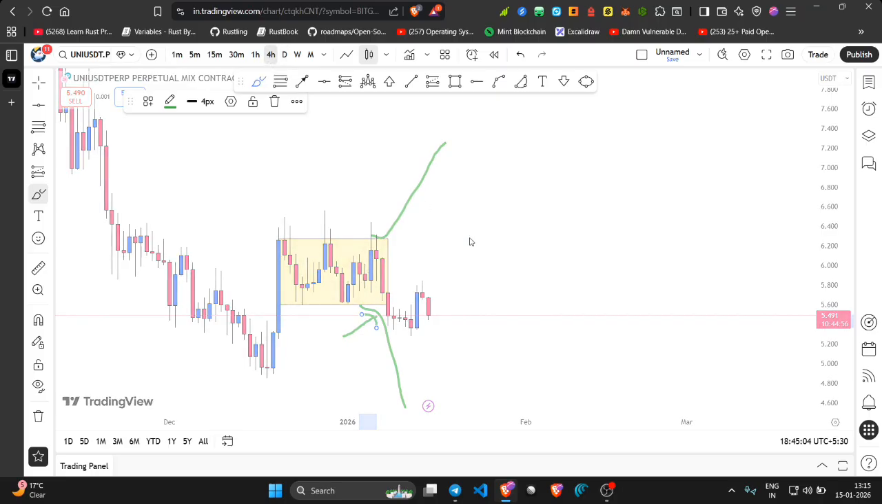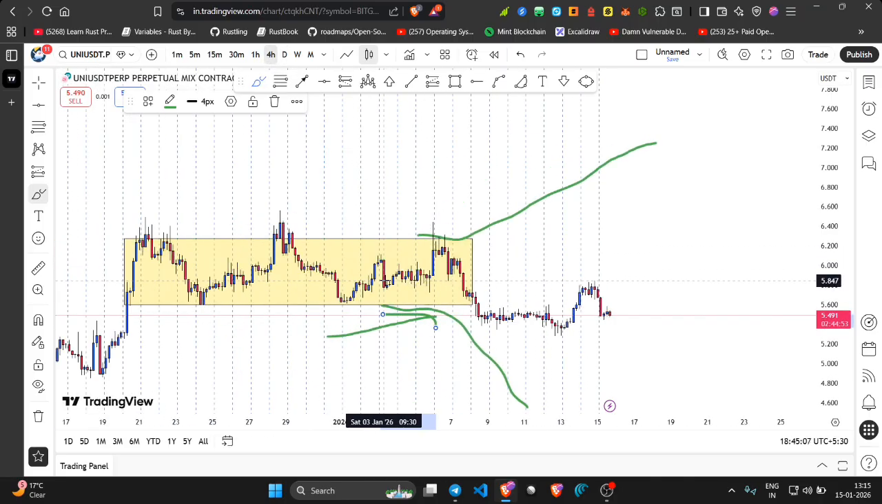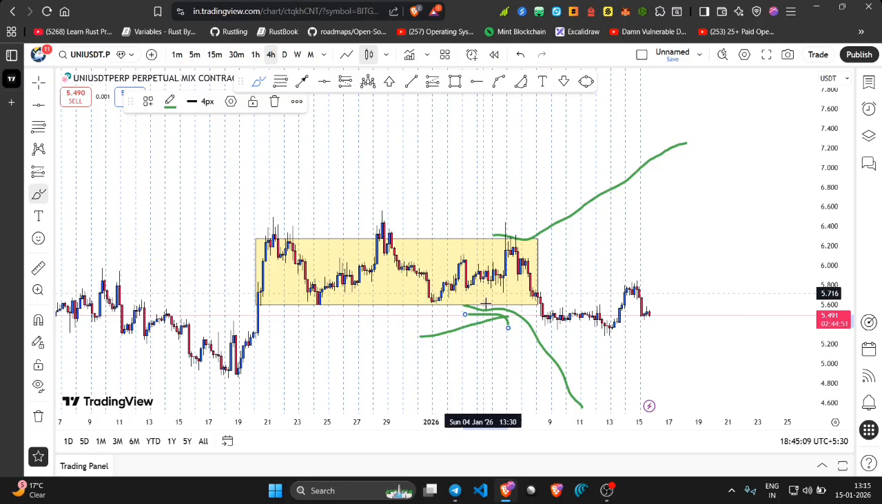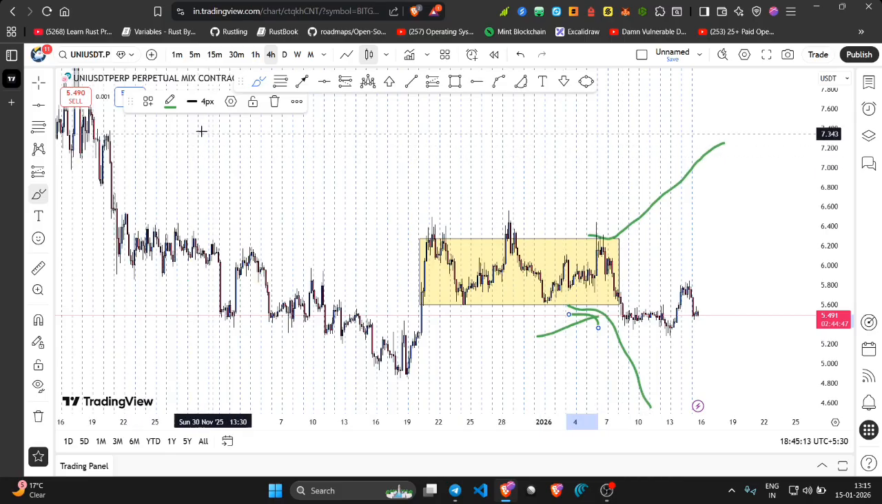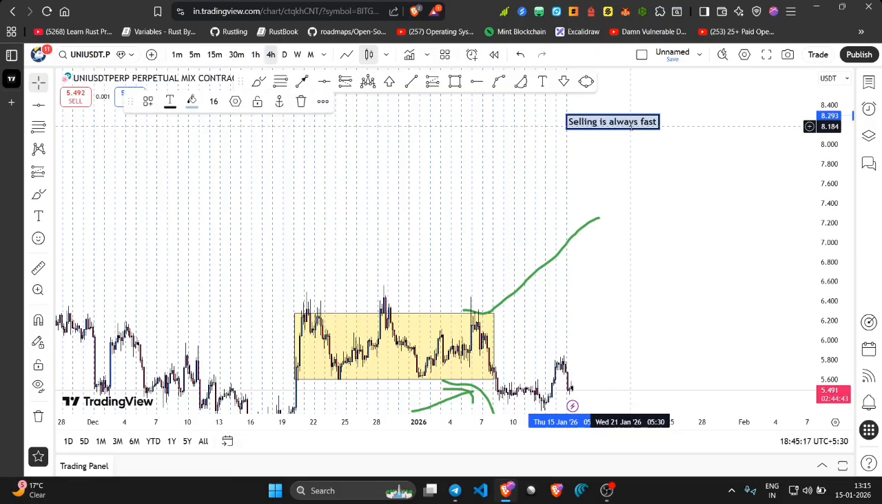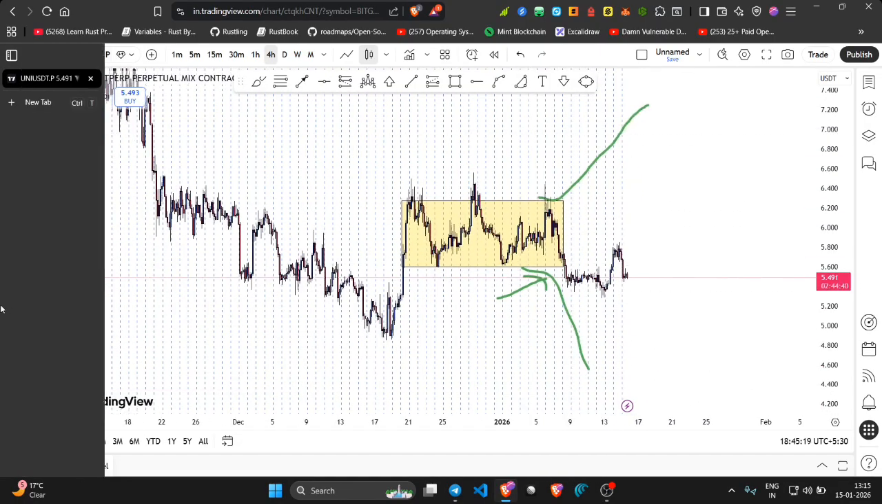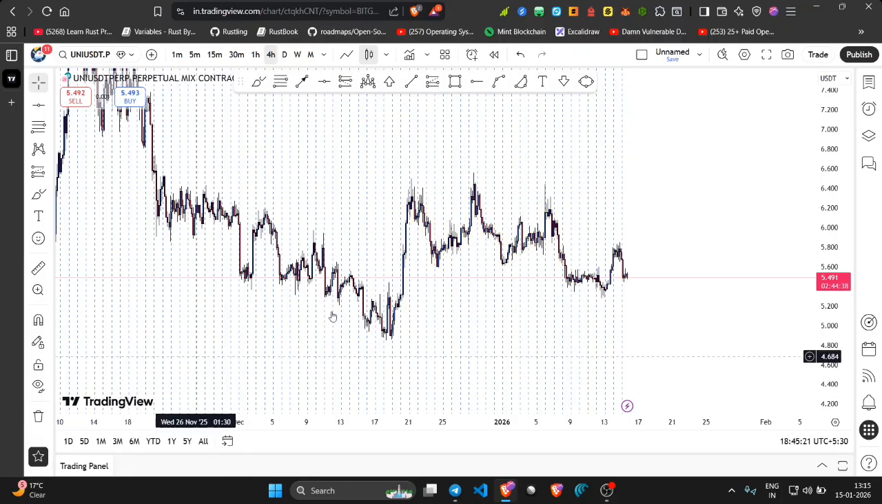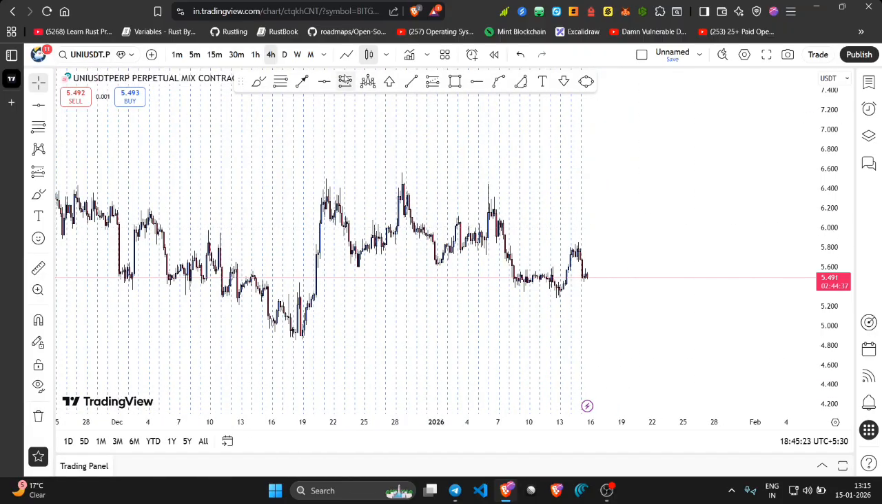So now I will move to the 4 hour time frame, 4 hour trading, to get a better entry. Wait a second, I will just copy that one, otherwise selling is always fast, it will get deleted. Yeah, I will draw and make a clear chart. So you can see the range here again. I will draw a pretty simple one and quick.